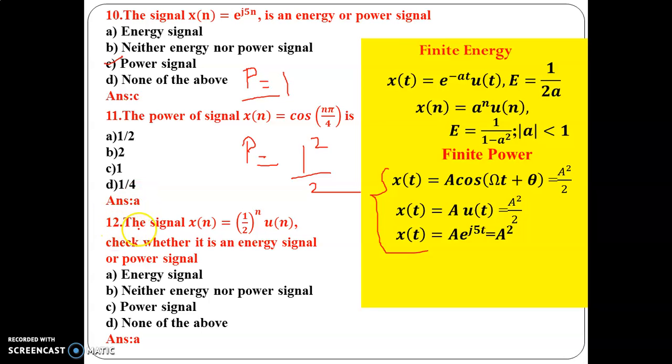The next signal is x of n is equal to 1 by 2 the whole power n u of n. Whether it is an energy signal or power signal. This signal is similar to this signal. So this signal has a finite energy, so it is said to be an energy signal. Compare this signal with this signal. Already I told you signals of this type have finite energy, so it is an energy signal. So option A is right, right?